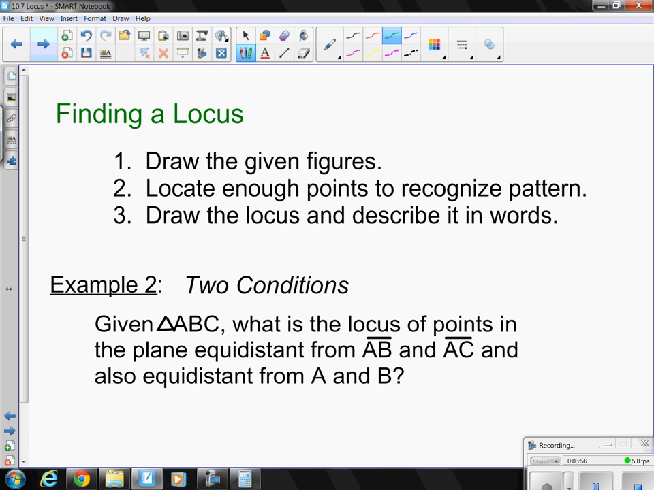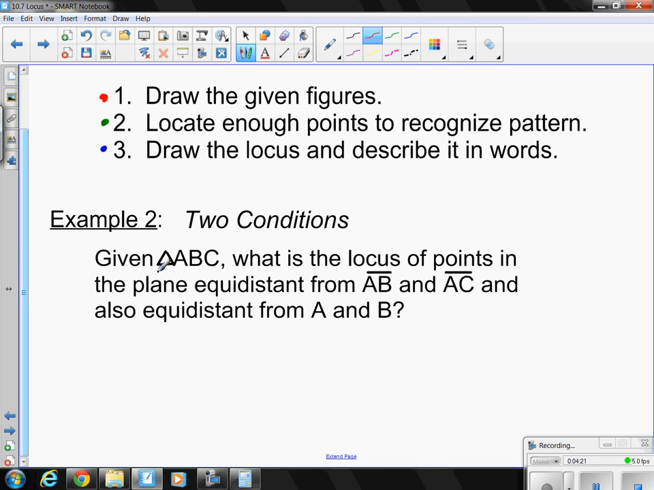So, some steps for finding a locus. Draw a picture. Locate enough of the points to recognize a pattern. And then show that pattern. Draw in the pattern with a line or a circle or whatever it's going to be. It might be a point. And then describe it in words. Okay, so step 1. Read through it. What is the locus of points in the plane equidistant from AB and segment AC?